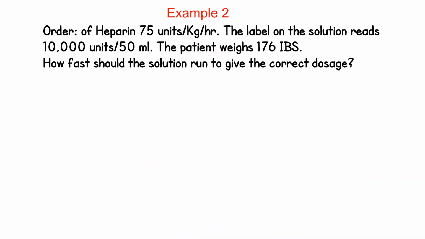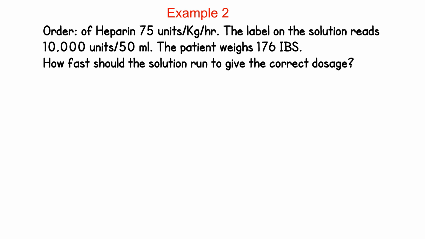So here we have an order of heparin, 75 units per kilogram per hour. The label on the solution reads 10,000 units per 50 ml. The patient weighs 176 pounds. How fast should the solution run to give the correct dosage?